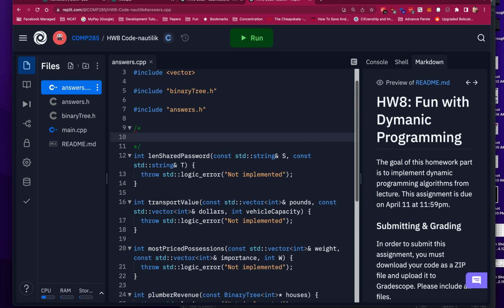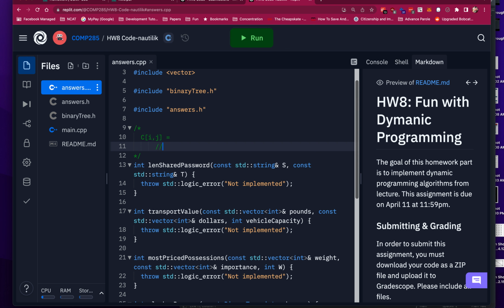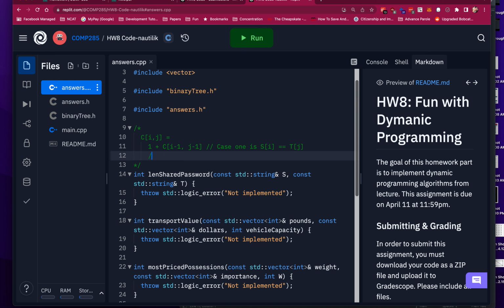This is the key, right? There's 2 cases, Cij. Case 1 is Si equals Tj, so the characters match. In that case, it's 1 plus Ci minus 1, j minus 1. And there's another case where they don't match.